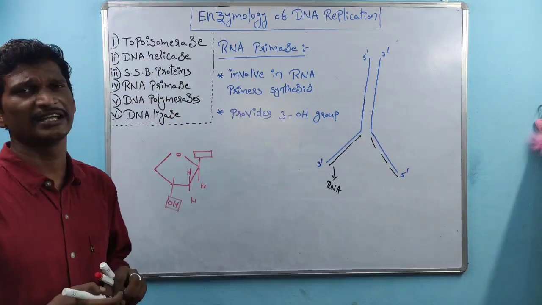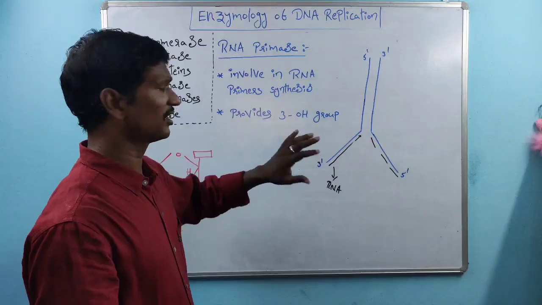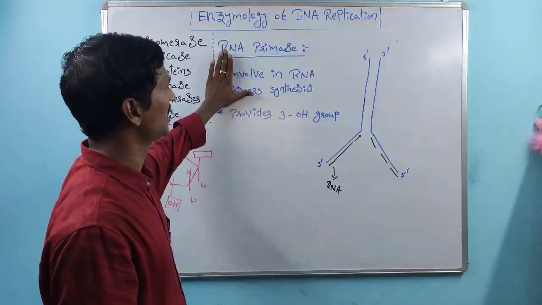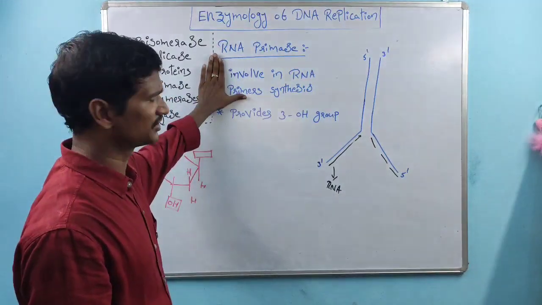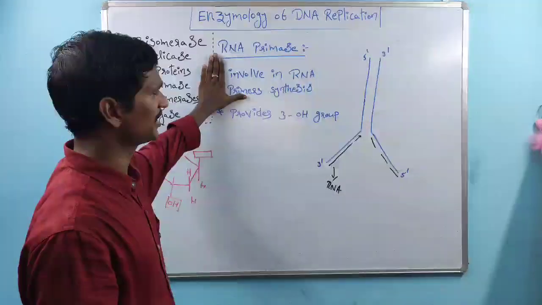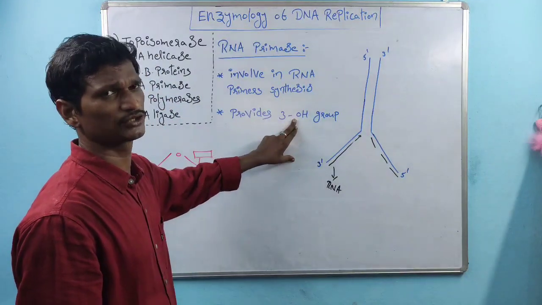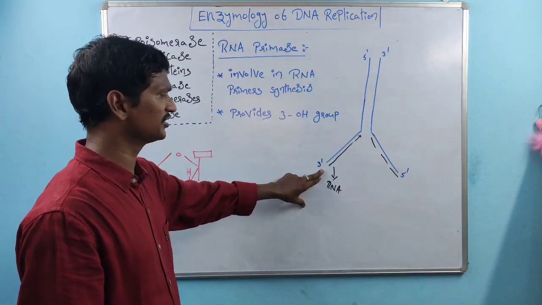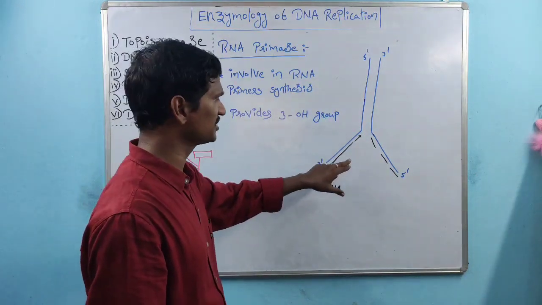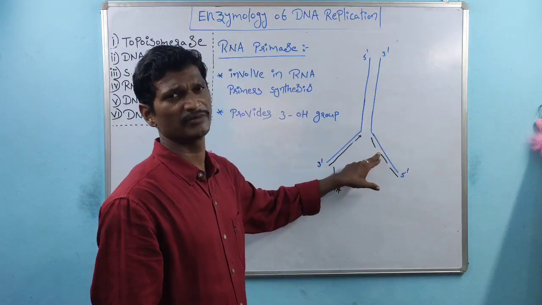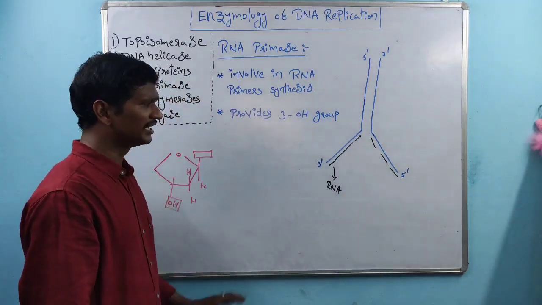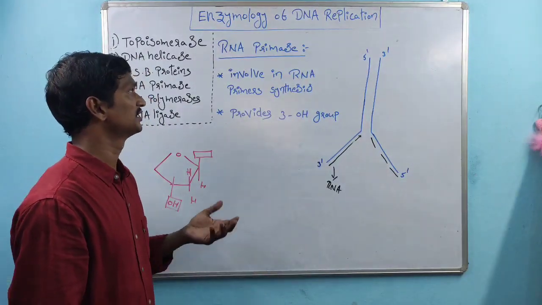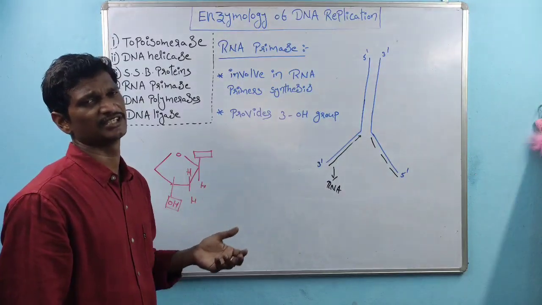Okay, that is about the RNA primase enzyme. And listen, all of you: the RNA primase enzyme is involved in synthesis of RNA primers. RNA primers provide the 3' hydroxyl group. The 3' hydroxyl group is involved in the polymerization process. After the DNA replication process, RNA primers are removed, right? And in that place again DNA synthesis will take place. That is about the RNA primase enzyme, right?